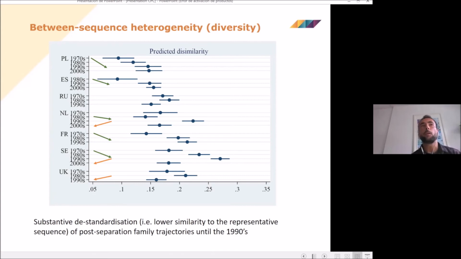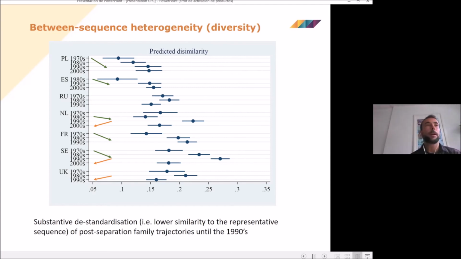It's perhaps a little bit too early to extract conclusions because these are preliminary results, but one could speculate that perhaps we're observing some patterns of re-standardization in post-separation life courses among these countries that were once already highly de-standardized with higher levels of diversity.